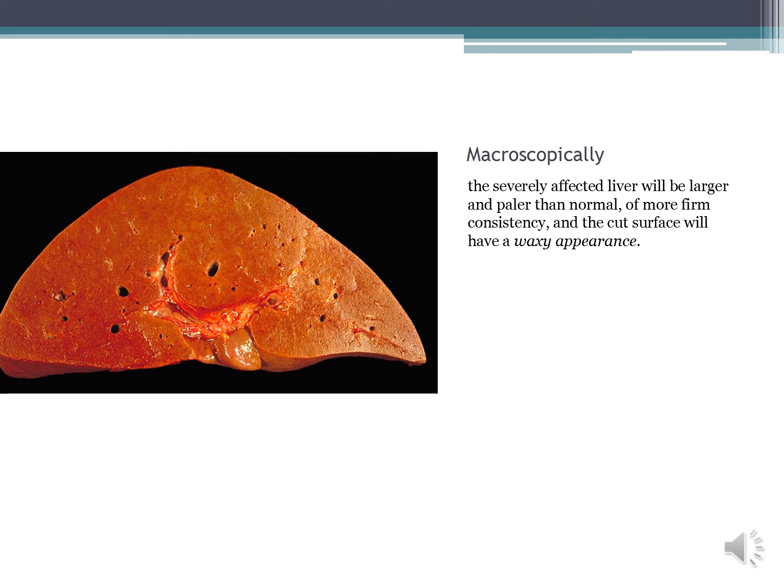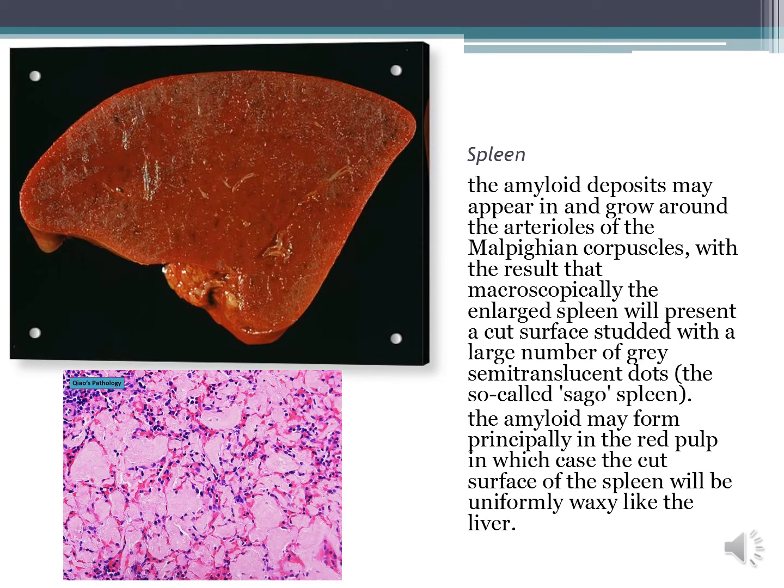Grossly, the liver looks like here on the left picture. The severely affected liver will be larger and paler than normal, of more firm consistency, and the cut surface will have a waxy appearance. Please remember, the diffuse amyloidosis of various organs like liver, kidney, spleen, doesn't matter which one, they all have a waxy appearance. Here, on the top left, you see the gross picture of the spleen.